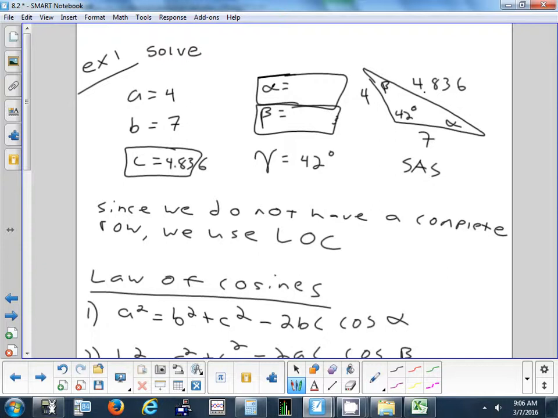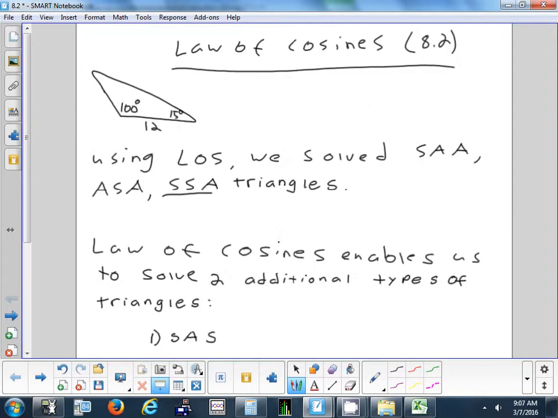Okay, what other type of triangle is it now? Side. Yep, you could look at it as side angle side. I'll come back to that in a second. And what other type? If you look at it as side side side, we're going to use law of cosines one more time. If you look at it as side angle, okay, side angle was law of sines.